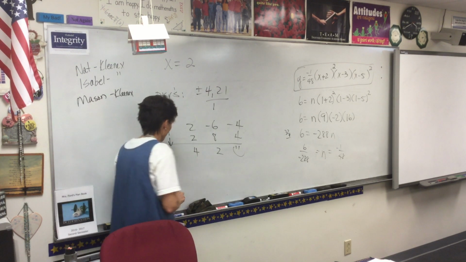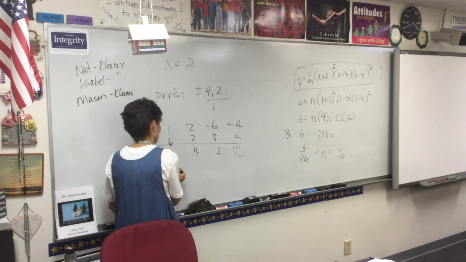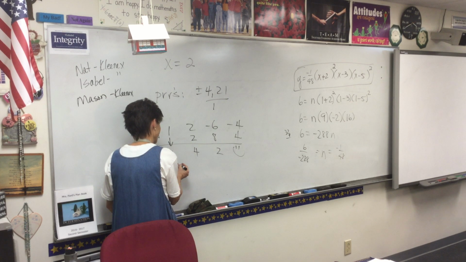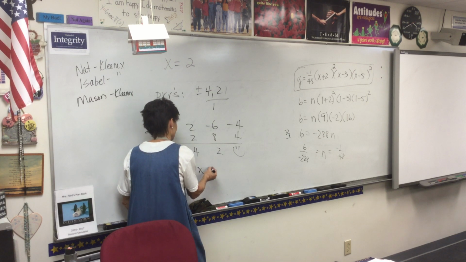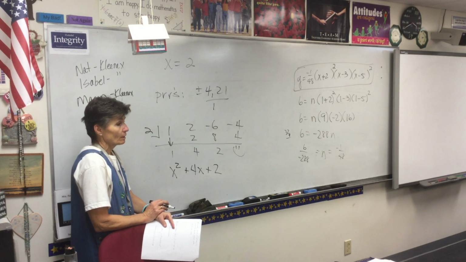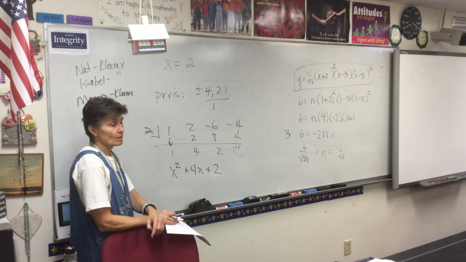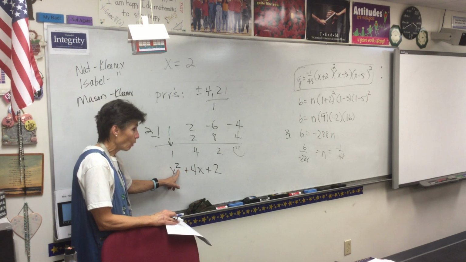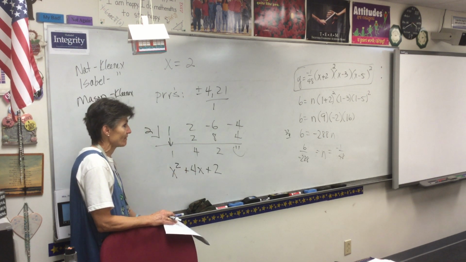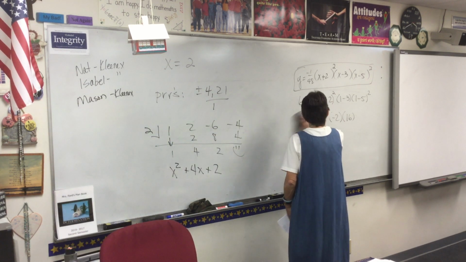Emma, what's left? It's 1x squared plus 4x plus 2. Perfect. And in a perfect world, we would factor that, right? But it doesn't factor. So what do we do if we have a quadratic equation that doesn't factor? We use the quadratic formula. We're finding the other 2 roots.